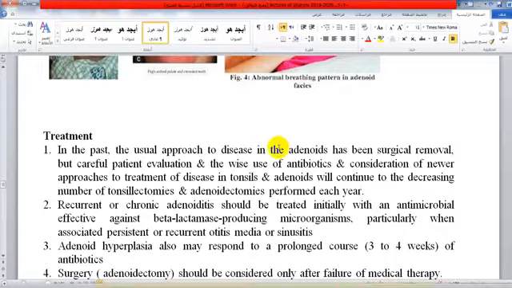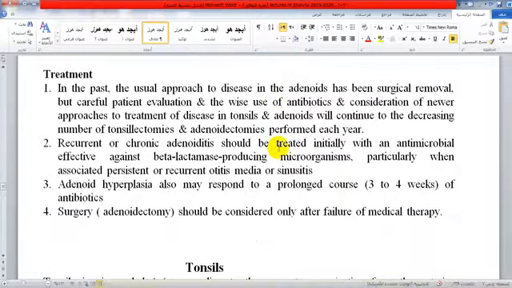Treatment. Now we go to the treatment. In the past, the usual approach to disease in the adenoids has been surgical removal, but careful patient evaluation, the wise use of antibiotics, and consideration of newer approaches to the treatment of disease in the tonsils and adenoids will continue to decrease the number of tonsillectomies and adenoidectomies performed each year.